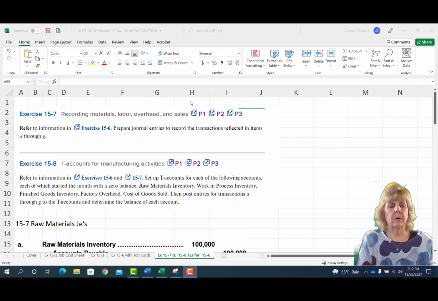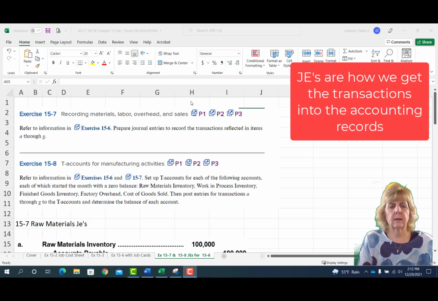Let's finally wrap up this very long problem by taking a look at the journal entries and T account balances. 15-7 asks you to prepare journal entries to record the transactions in items A through G. The good news is we've already done the T accounts, and if you understand how the costs flow from birth to death, as practiced in the last 2 chapters now, the journal entries should not be that big of a deal. Refer to your T accounts to see how the numbers are generated.